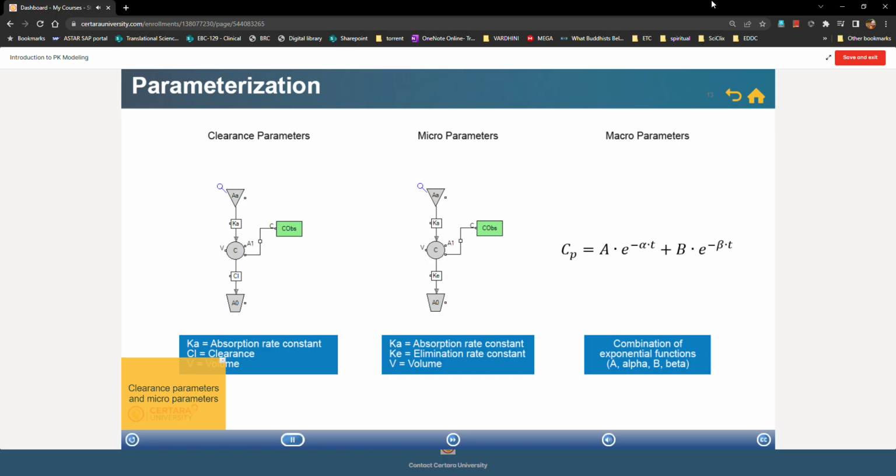Clearance parameters and microparameters are easily convertible. Let's look at the relationship between these parameters. Click Next to continue.